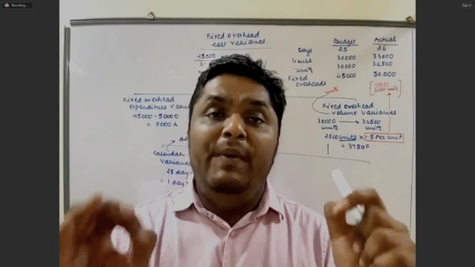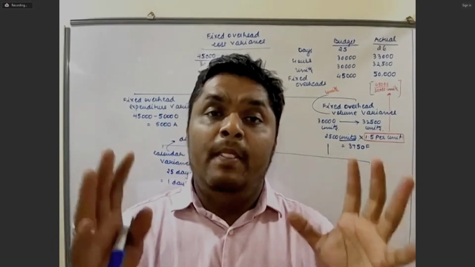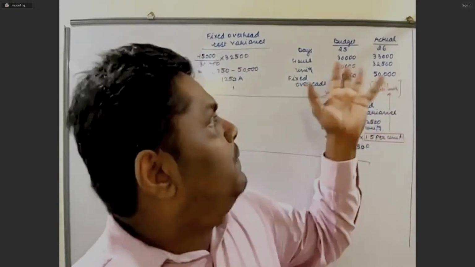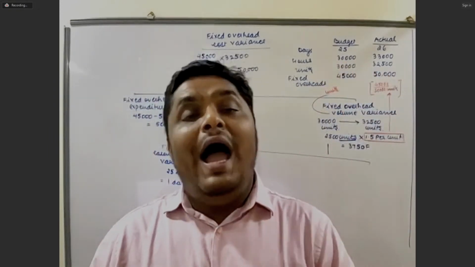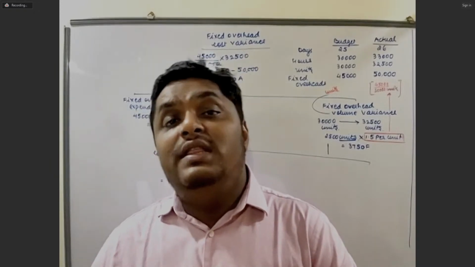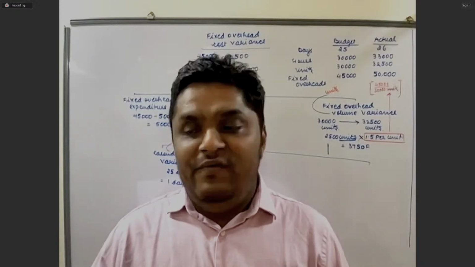Again, guys, I repeat, forget about the efficiency. Just think from a days perspective: the company advised their workers to report to office for 25 days. However, they worked for 26 days in a month. That is 1 day extra they worked. So that is favorable for the company.